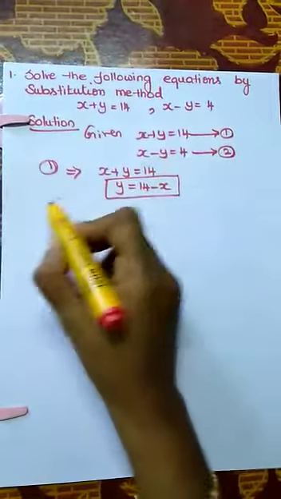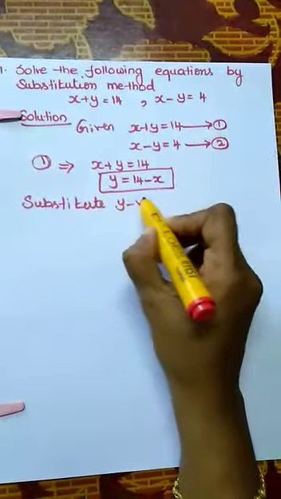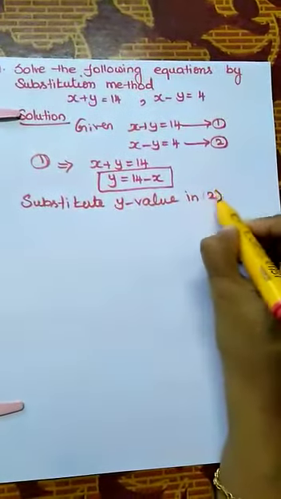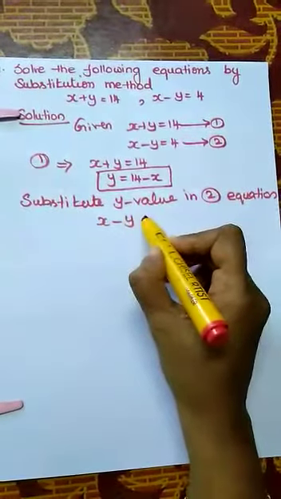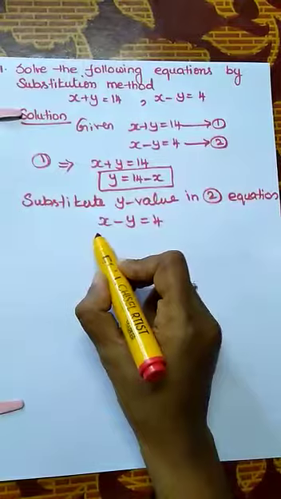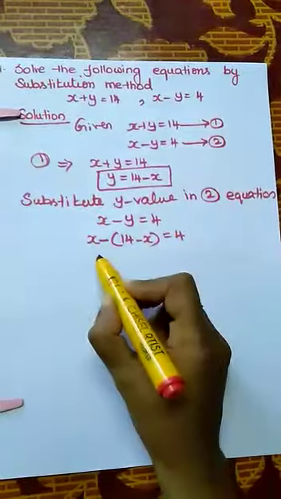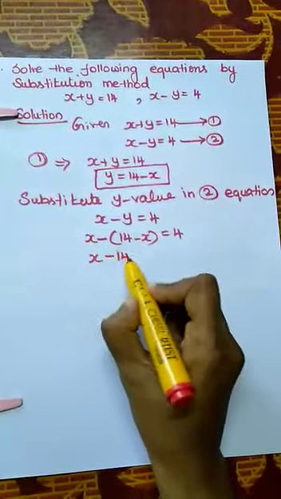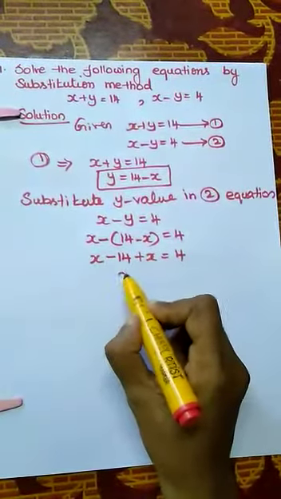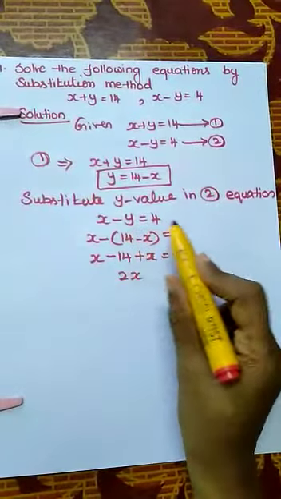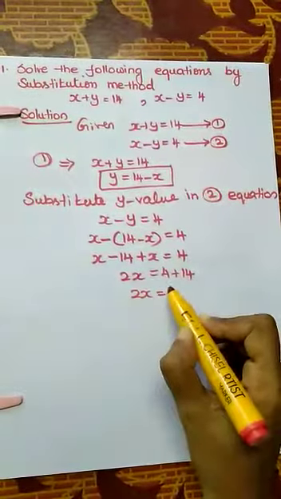Substitute the y value in the second equation. What is our second equation? x minus y is equal to 4. Substituting, x minus of y value, which is 14 minus x, is equal to 4. Now minus into plus is minus, minus into minus is plus: x minus 14 plus x is equal to 4. 1x plus 1x is 2x. Now move the minus 14 to the RHS. So 4 plus 14. So 2x is equal to 18.